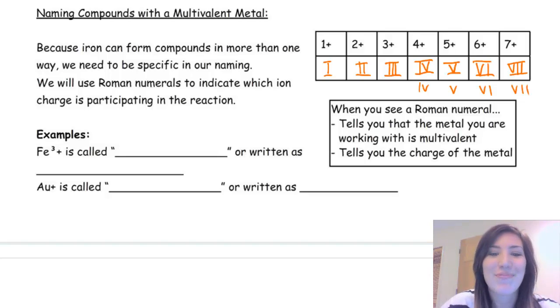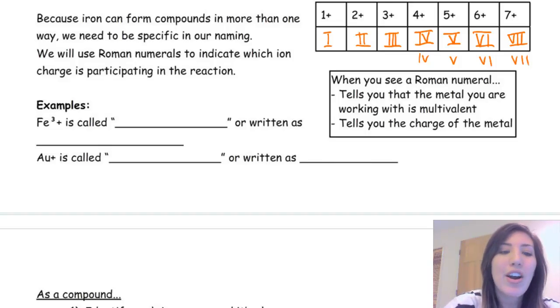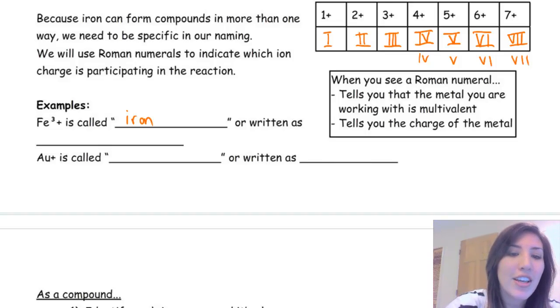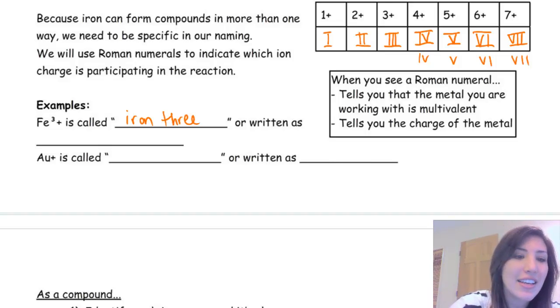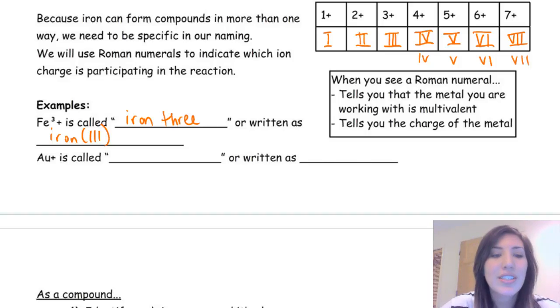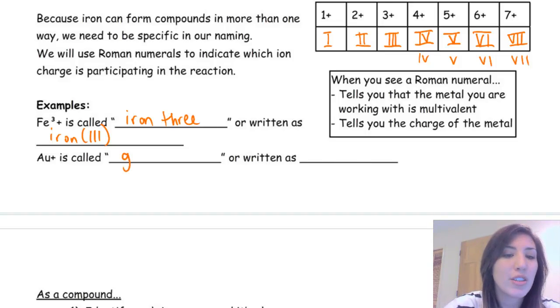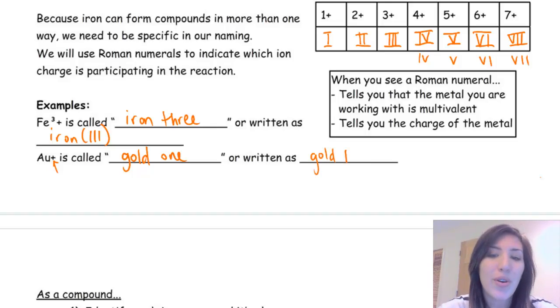So when we see these words, Fe3+, we call this iron(III), and we can write that as iron I, I, I. So that's how you would write it in words here. And gold, this one would be called gold(I) because there's just one line, and 1+, and it would be gold I. Or you could do it like that, however you prefer.